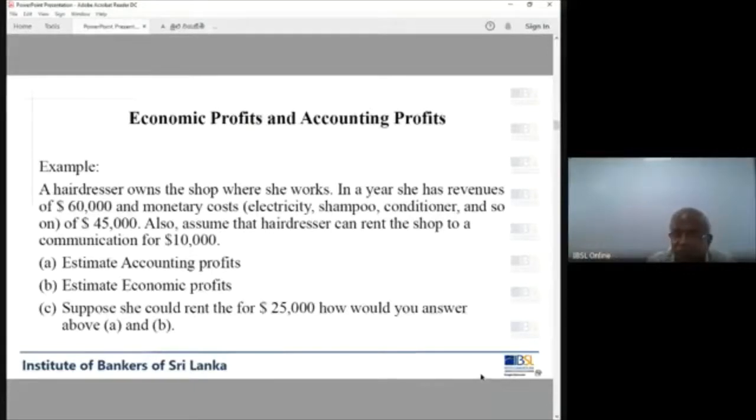Remember? So we have not considered that. We have considered only the opportunity cost of the premises. We have calculated the accounting profit, 60,000 minus 45,000, that is 15,000. Economic profit, 60,000 minus 55,000, that is 5,000 economic profit.